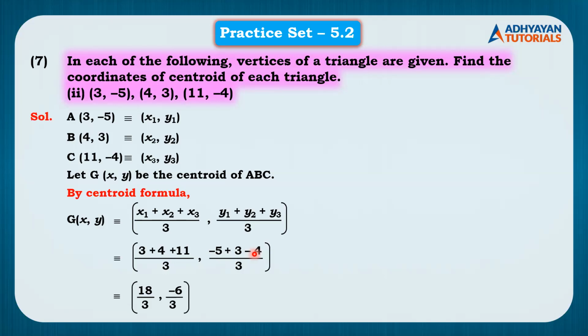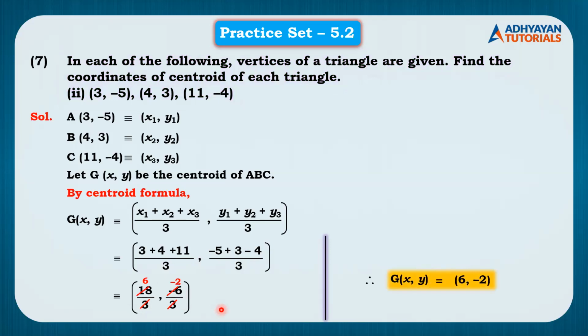So now we have to divide 18 by 3 and we have to divide minus 6 by 3. So 3 sixes are 18. 3 minus 2s are minus 6. Is it clear? So the coordinates of G, we have got it as 6, minus 2. I hope all of you have understood, students. Sure?